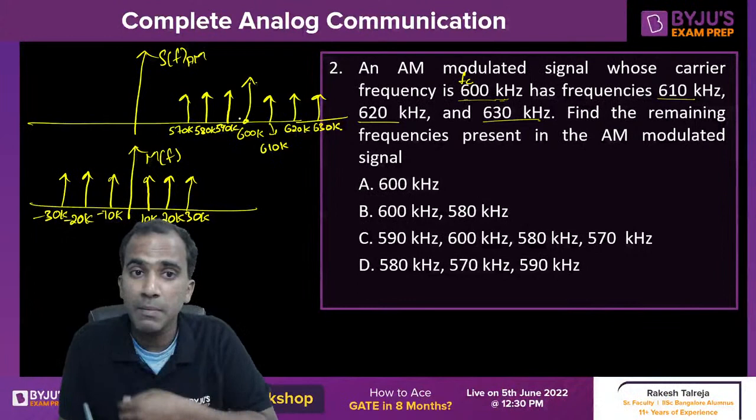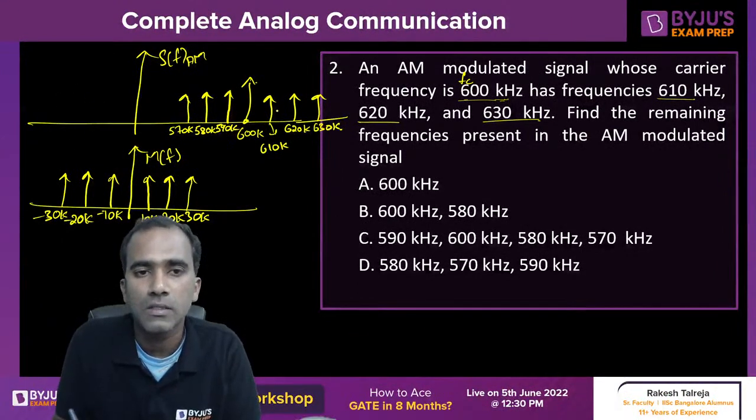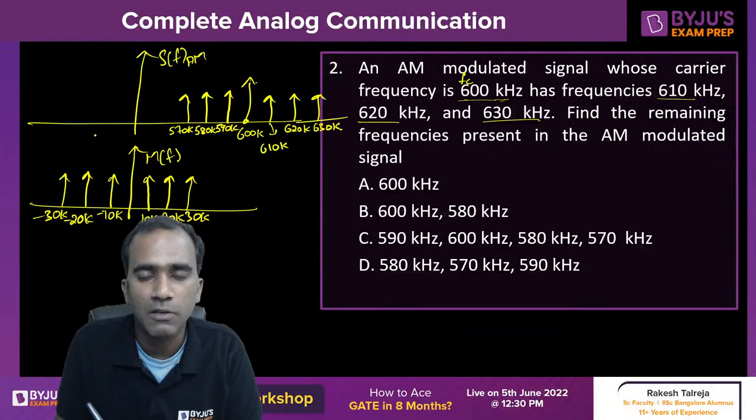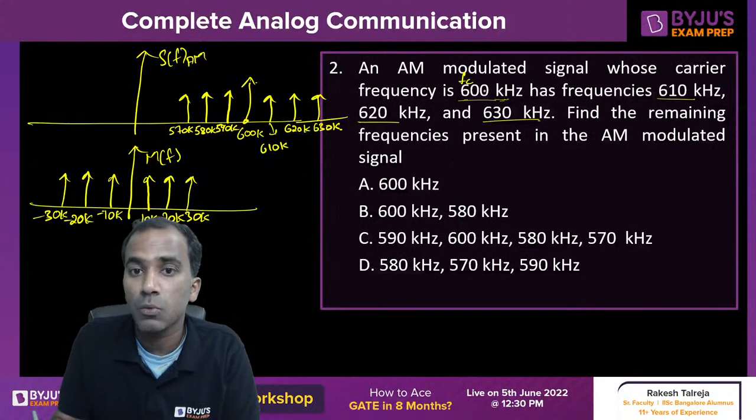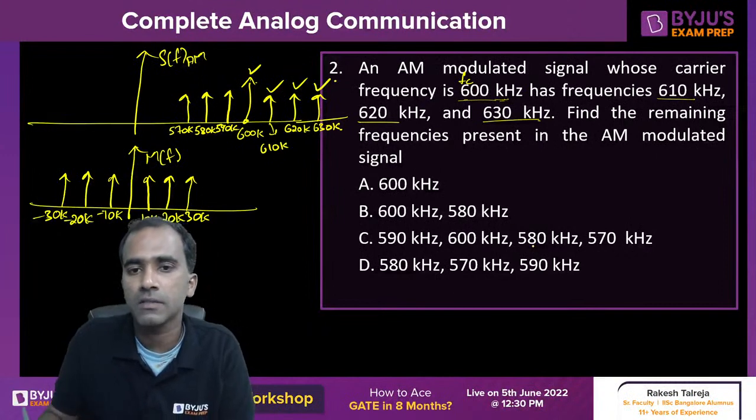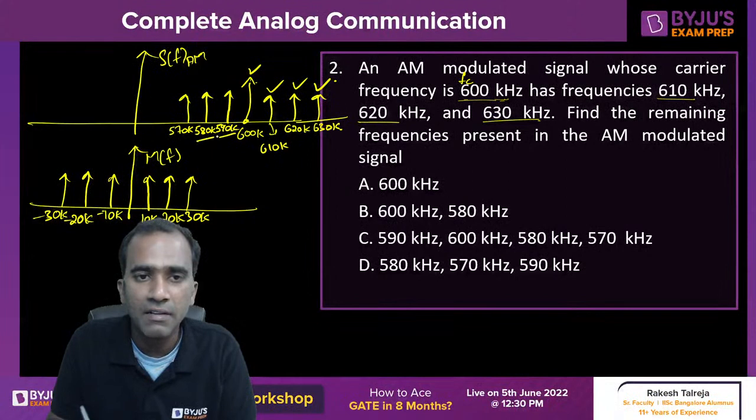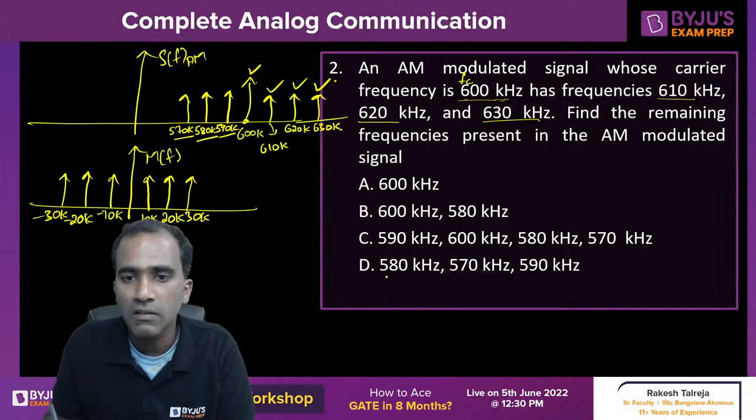So the same impulses will be there on the negative side also. We don't need to plot the negative part. Whatever frequencies are here, the same thing will be present here also. Now the question is, find the remaining frequencies present in the AM modulated signal. What frequencies have they given us till now? 600, 610, 620, and 630. Find the remaining frequencies. What are the remaining frequencies? 590, 580, and 570.